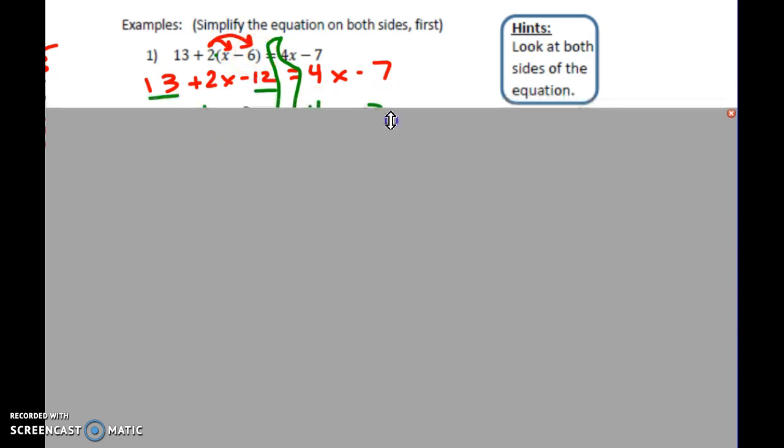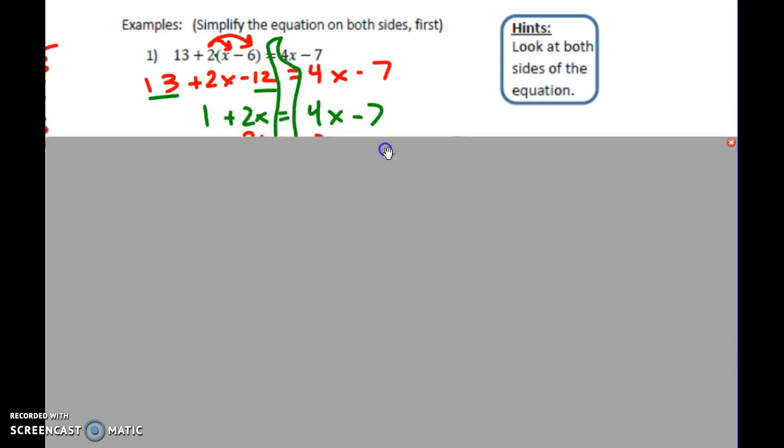And then what I did next is I combined. We have a 13 and we have a negative 12 to combine. And then this should look pretty familiar to you. You have one plain constant term and a variable. On the other side, you have another variable and another constant term. And this is what we've been focusing on this week.